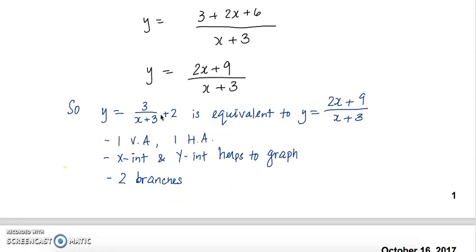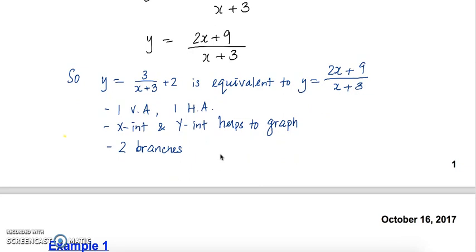So we say that these two functions, even though the form of the algebraic expression looks different, are actually equivalent, which also means that they will share the exact same characteristics. They will have the same vertical asymptote, the same horizontal asymptote, one each, and also the same x and y intercepts, and these points will help us to make the graph. The graph of both functions will have two branches. So we're going to examine this rational function, a quotient of two linear functions, further in the examples below.